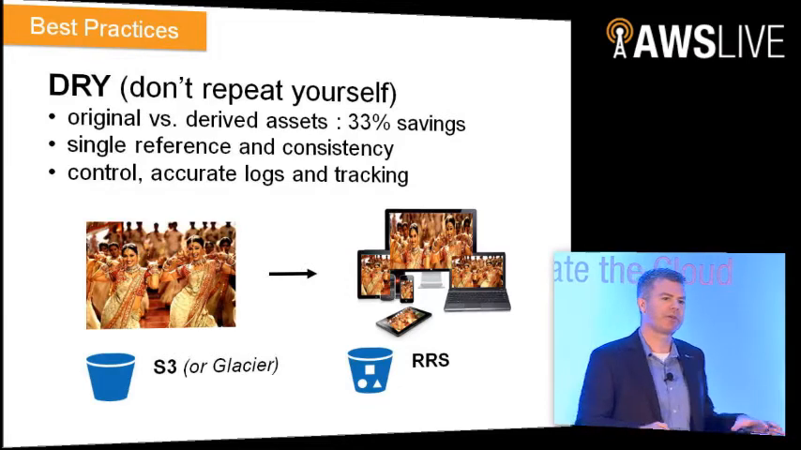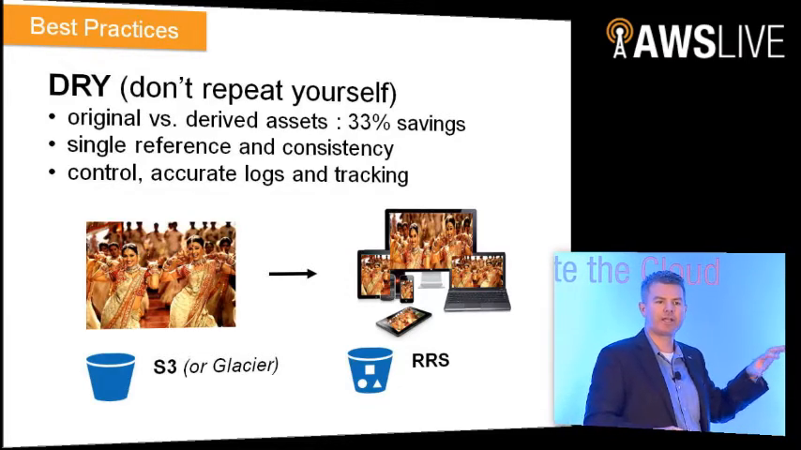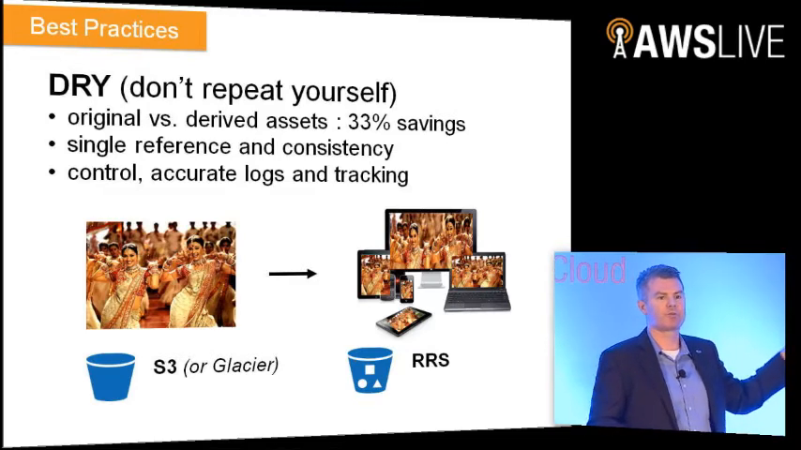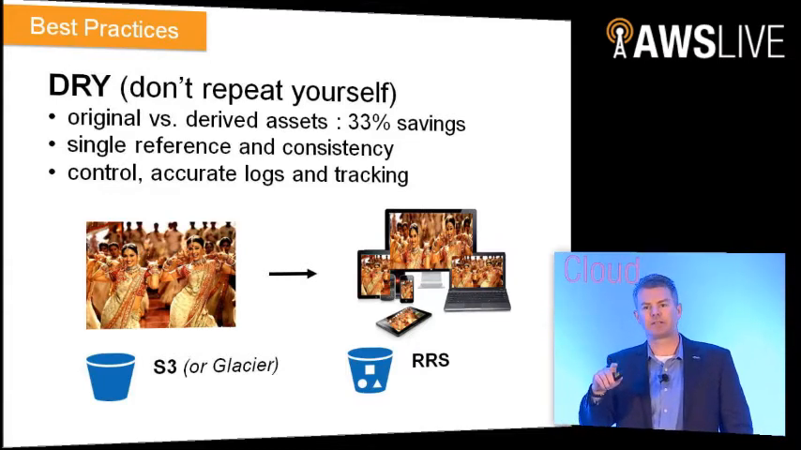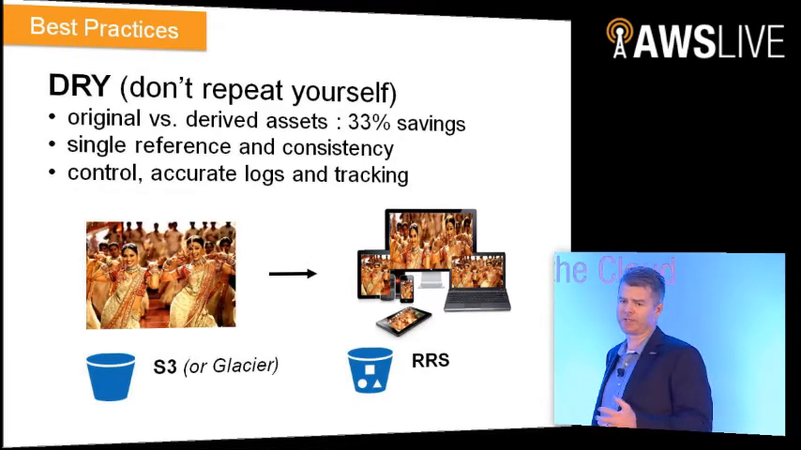So we encourage you to think about taking the original content, the high-def content, and either storing it in S3 or maybe even the new Glacier, and then creating derivative works and storing that in RRS. And those of you that are familiar with S3 will know how easy this is. It's simply a matter of going to the console and changing S3 content from normal to RRS. Immediate savings on that.